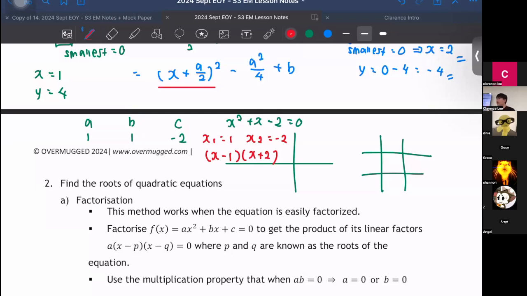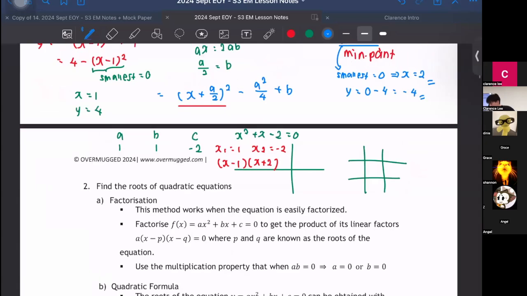So instead of going through one by one and finding all the possible combinations, this can tell you what your factorization is straight away. So make use of this in the exam. Okay?